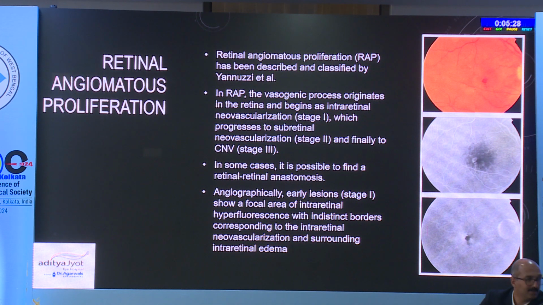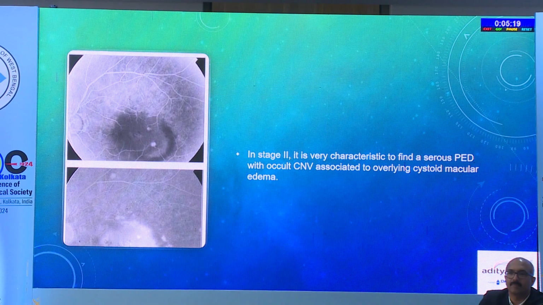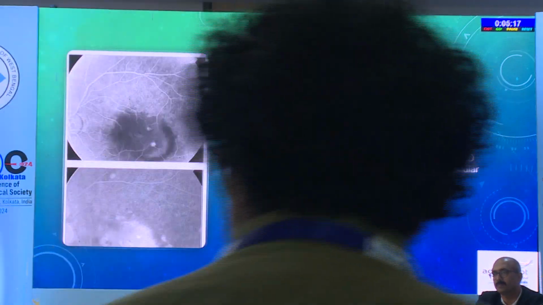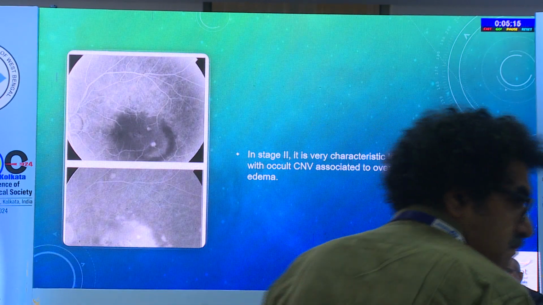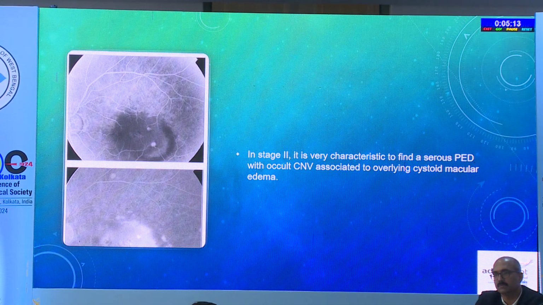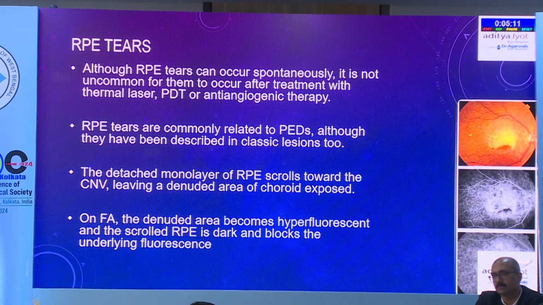Angiographically, early lesions show a focal area of intraretinal hyperfluorescence with indistinct borders, corresponding to the intraretinal neovascularization and surrounding intraretinal edema. In stage 2, it's very characteristic to find a serous PED with occult CNV associated with overlying cystoid macular edema.